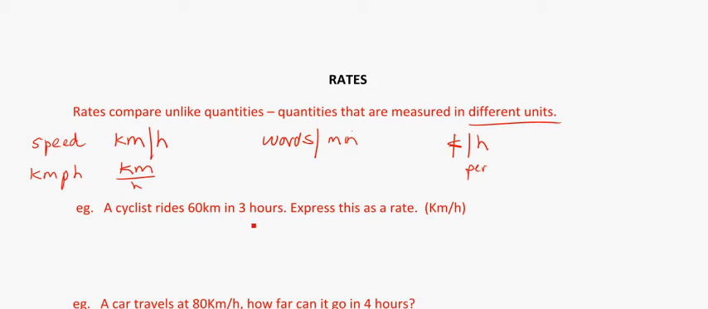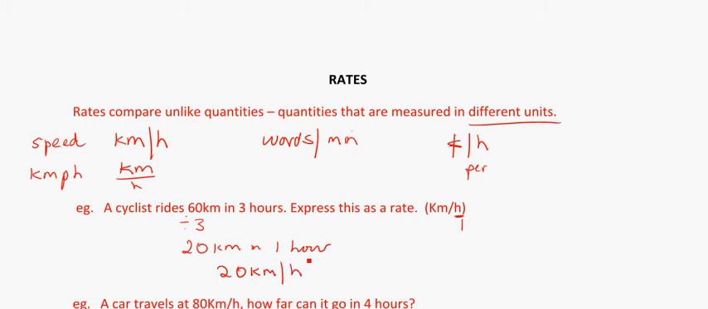Cyclists ride 60 kilometers in 3 hours. Express this as a rate. With our rate, we want to find out how far they go in 1 hour. So if they go 60 kilometers in 3 hours, then we have to divide 60 by 3 to get how far they go in 1 hour. So they're going to go 20 kilometers in 1 hour, and so the rate is 20 kilometers per hour.